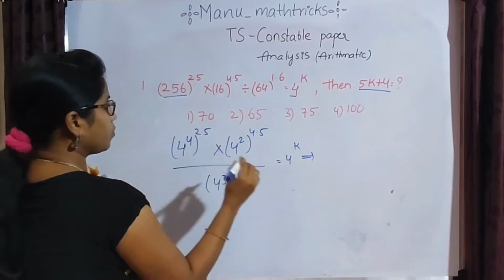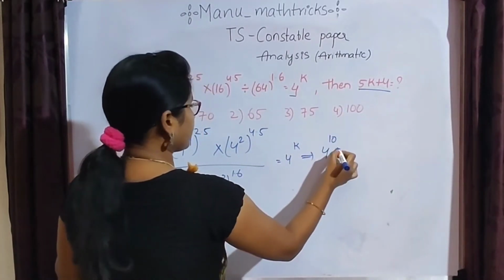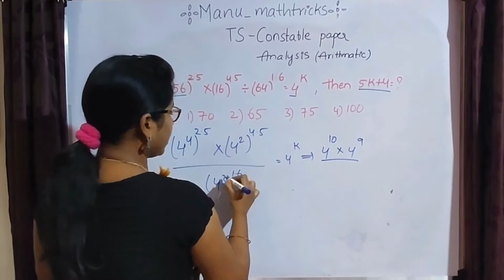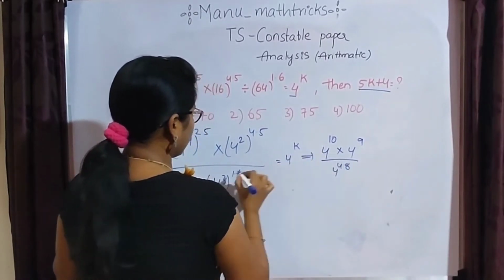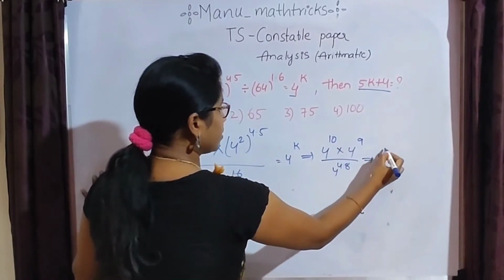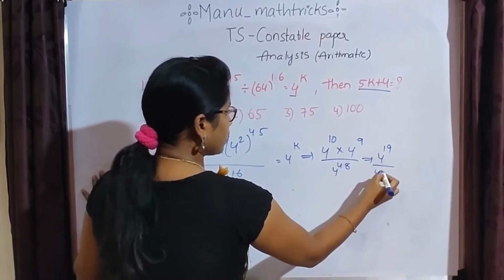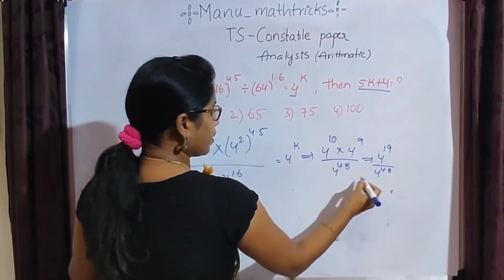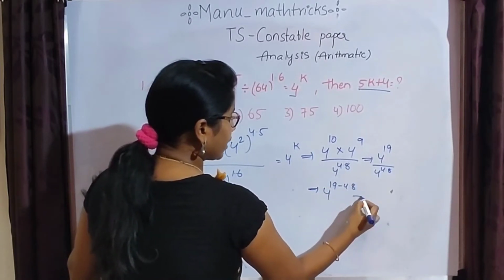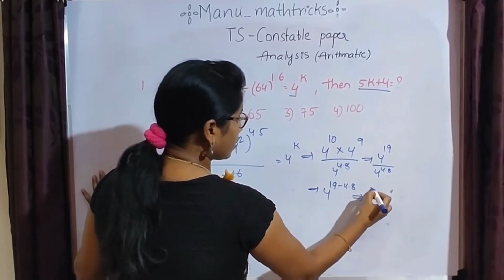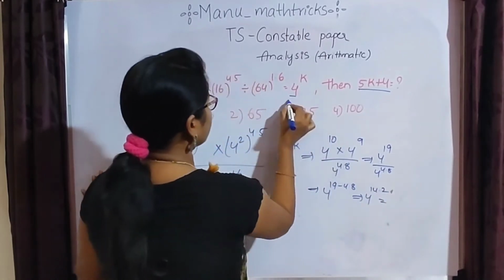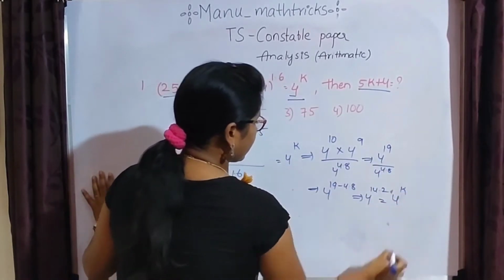Now 4 power 4 into 2.5, that is 4 power 10, into 4 power 2 into 4.5 is 9. 4 power 3 into 1.6 is 4.8. 16 3s are 48, just one decimal point. Now a power m into a power n is nothing but a power m plus n. Here a power m by a power n is a power m minus n, so that is 4 power 19 minus 4.8, which is 4 power 14.2, which is equal to 4 power k.